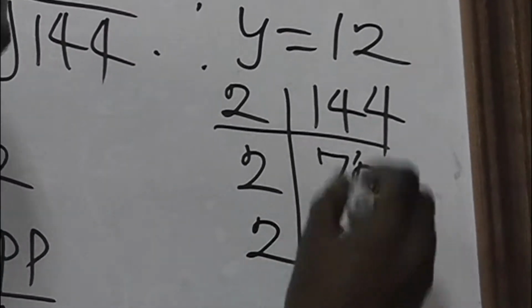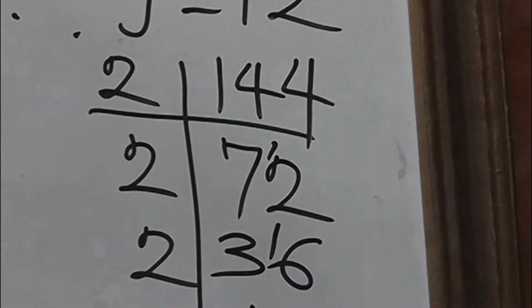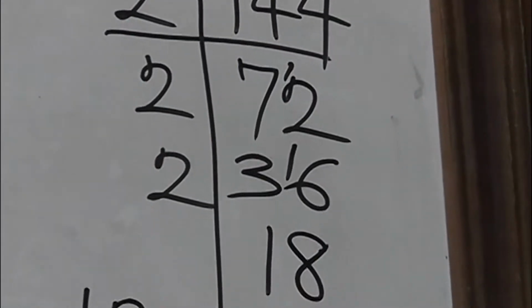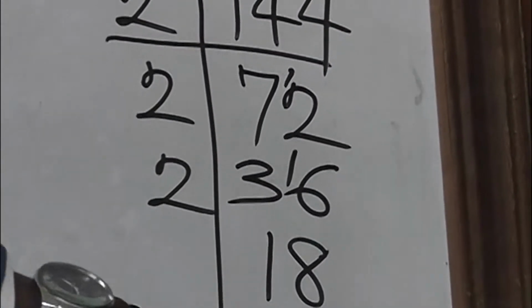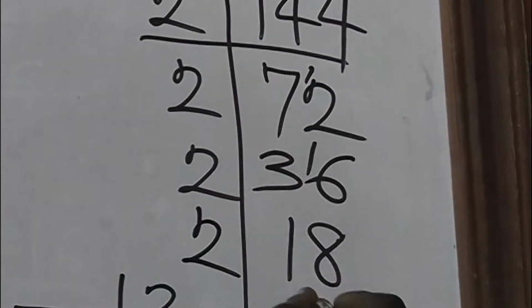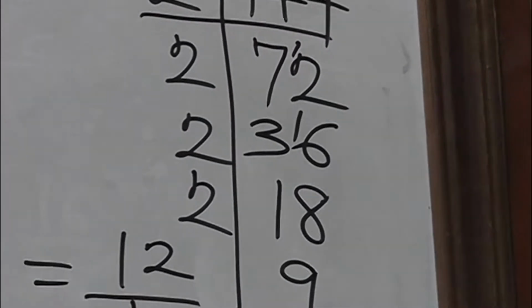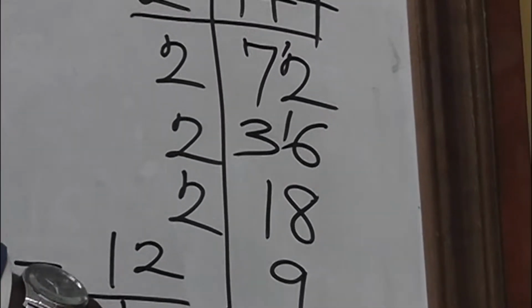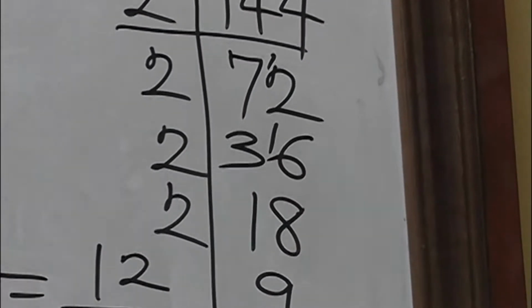So 2 in 3 will give us 1, remainder 1. 2 in 16 will give us 8. Now this one again, the last number is an even number, so 2 will divide this. So 2 will give us 9. Now what we have now is 9, but it is an odd number. An odd number is any number that 2 cannot divide.